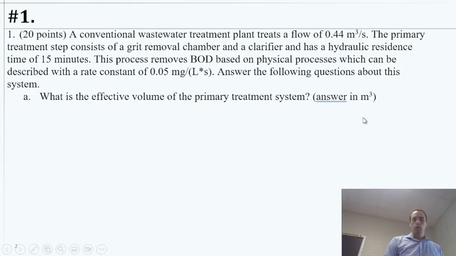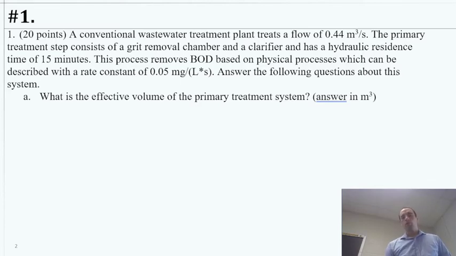Okay, so problem 1, we had a conventional wastewater treatment plant. It treats a flow of 0.44 cubic meters per second. The primary treatment step consists of a grit removal chamber and a clarifier and has a hydraulic residence time of 15 minutes. This process removes BOD based on a physical process which can be described with a rate constant of 0.05 milligrams per liter per second. And it says answer the following questions about the system.